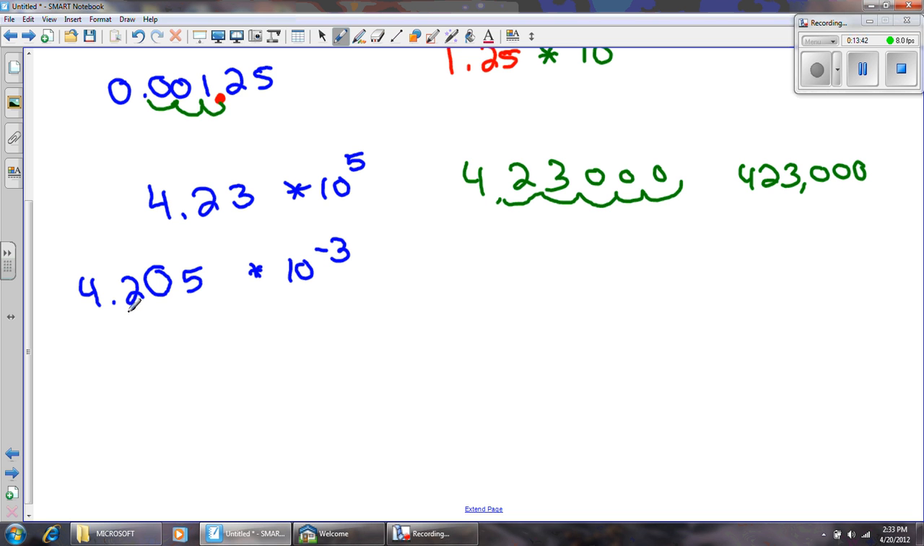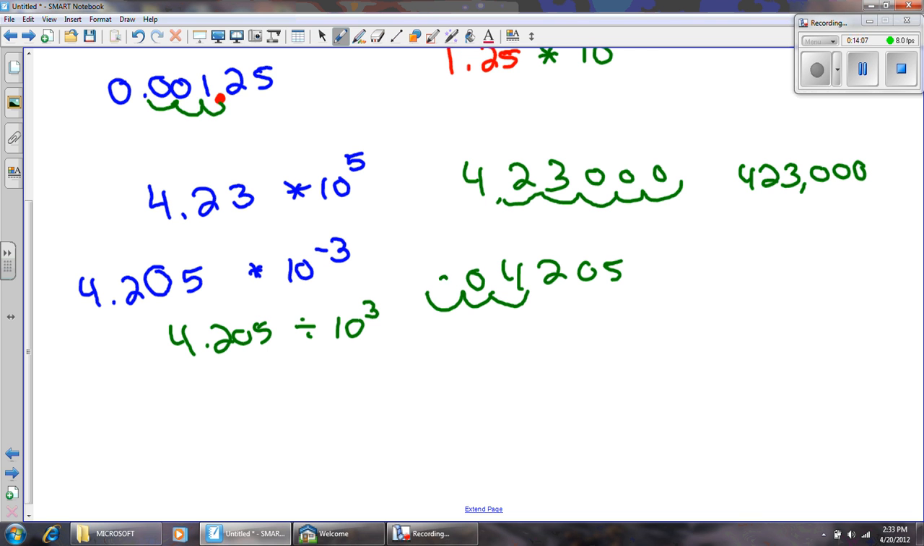And for this one, I've got 10 to the negative third. Remember, a negative exponent means to use the stairs, so this is the same as 4.205 divided by 10 to the positive third, which means this number is going to get smaller. So I take the 4.205, but the decimal point goes the other direction. It goes 1, 2, 3. And so therefore the new number is 0.004205.